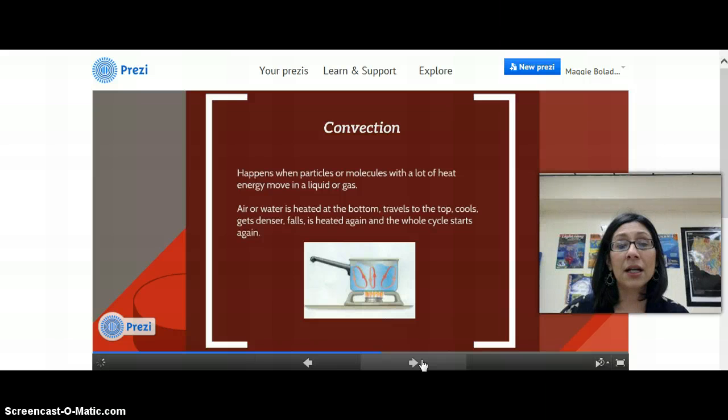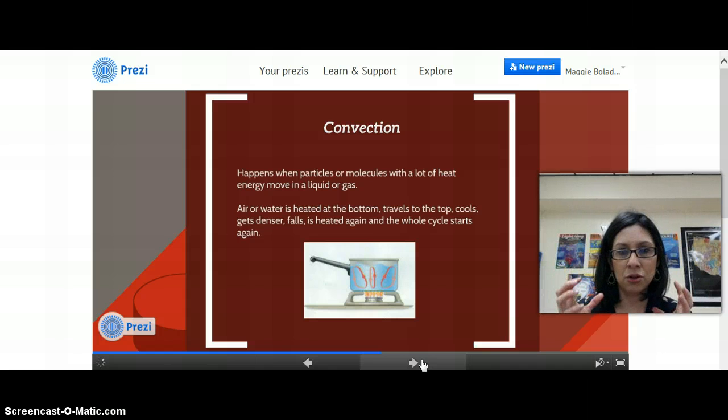Okay. Convection is another one that we talked about. Remember, this is the experiment that we did with the rice. It's difficult to show you the current that was moving inside that boiling beaker, or that boiling water in that beaker. But once I put the rice, you were able to see how the rice was moving in a circular motion. And this happens, convection happens when particles or molecules with a lot of heat move in a liquid.